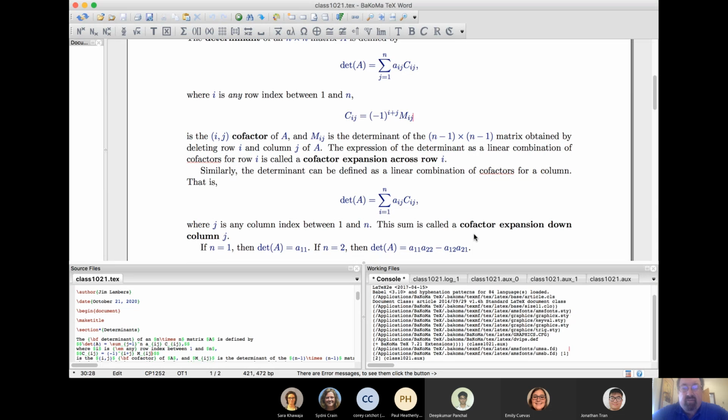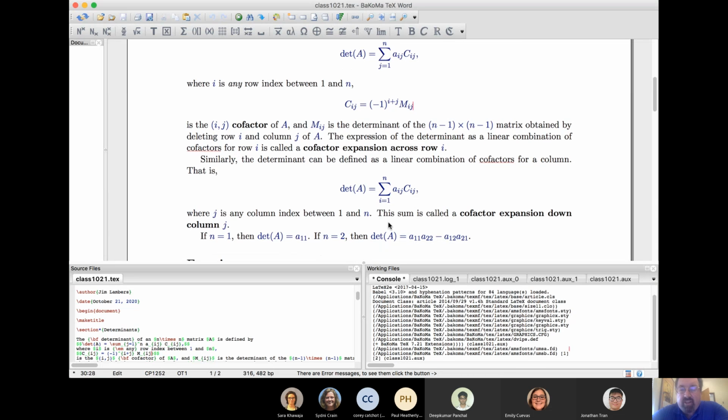Now, of course, in the case of the smallest matrices, you don't really have to think in terms of row or column expansion. You can just use relatively simple formulas. If you have a 1 by 1 matrix, the determinant of that is just the one element. If it's a 2 by 2 matrix, as we've seen, you multiply the diagonal entries and then multiply the off diagonal entries together and subtract that.